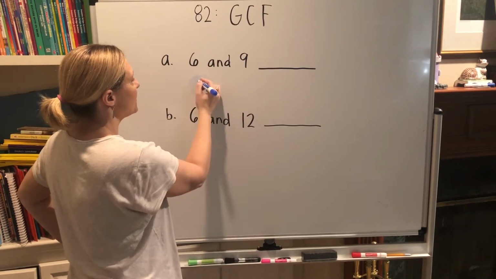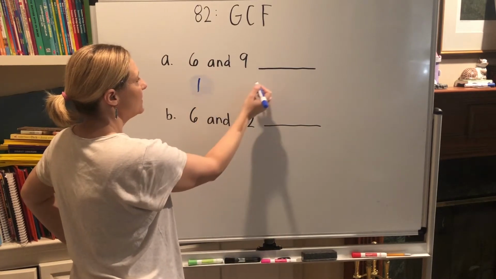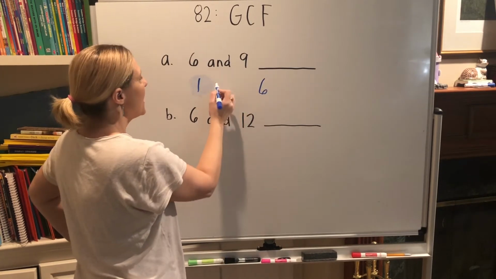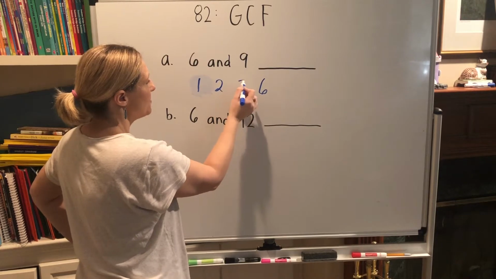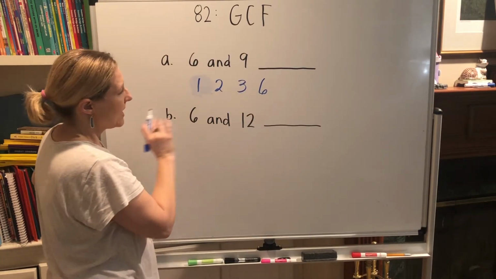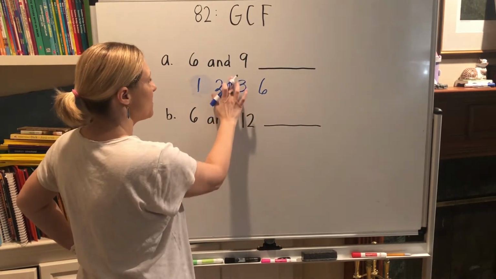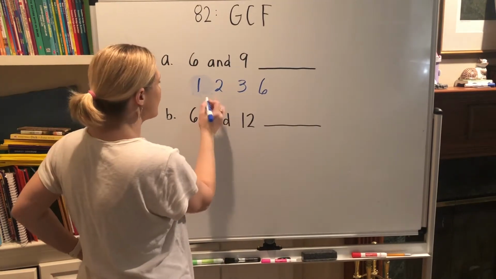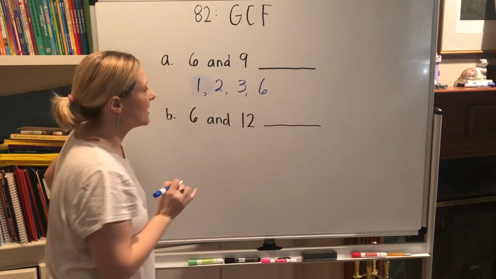So what are the factors of 6? Well, we know that 1 times 6, and then 2 times 3. That's all of our factors. There's no other numbers in between 2 and 3, so we know we've got them all. This is 1, 2, 3, and 6.